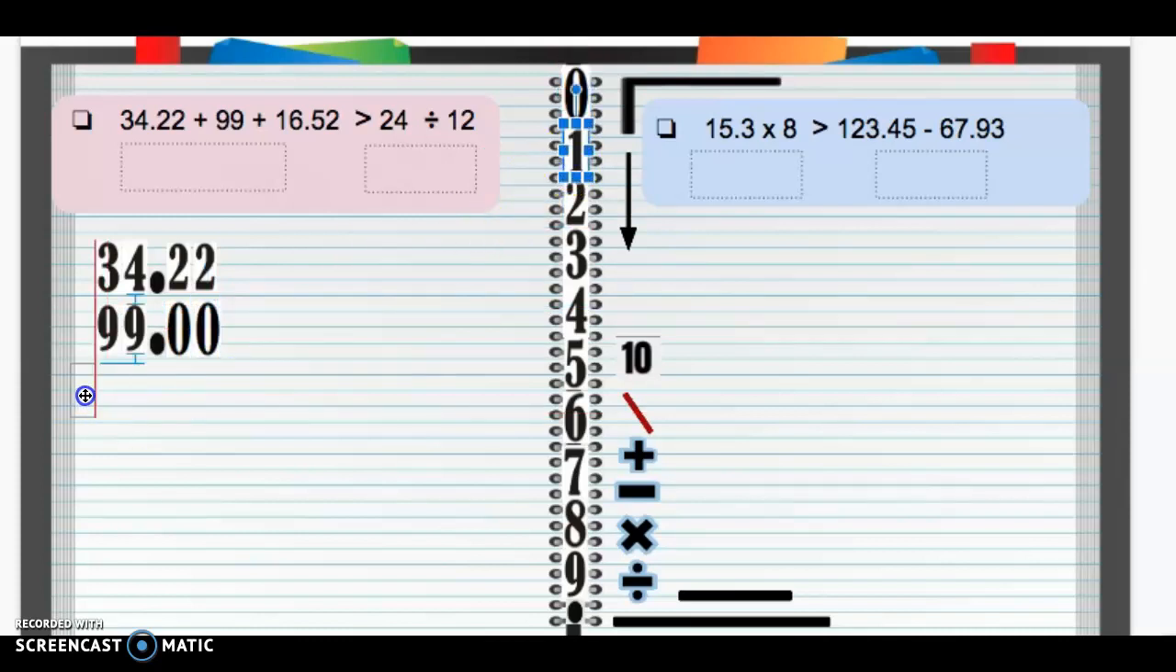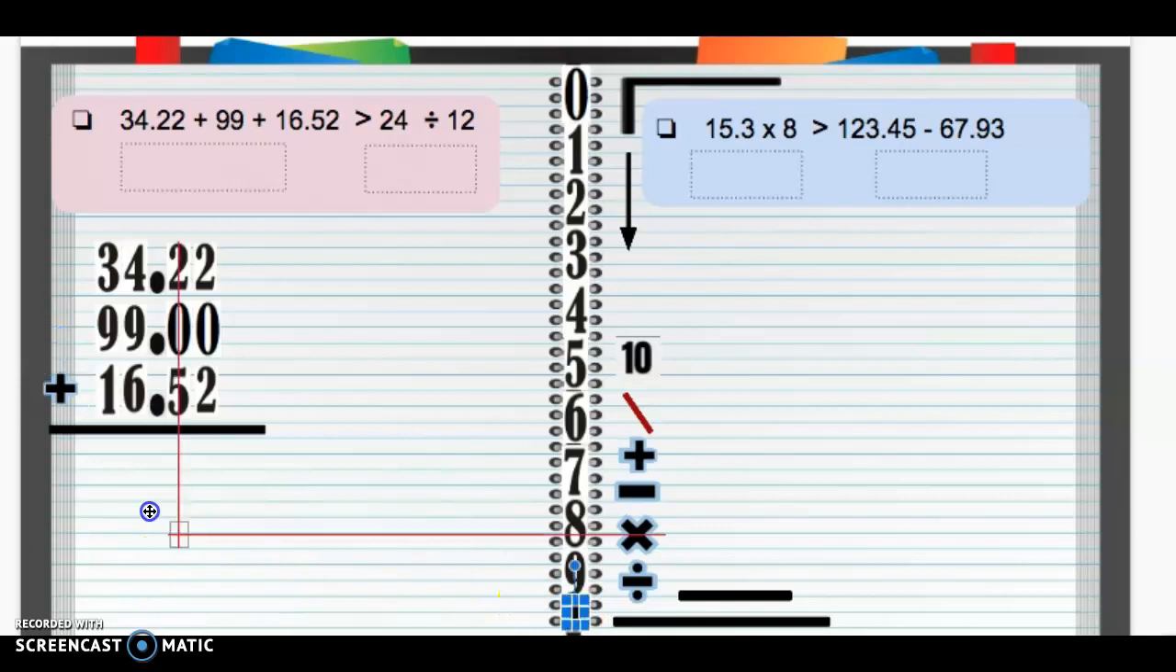Then you have 16. The 1 is in the tens, the 6 is in the ones column. Put your decimal point. Your 5 is in the tenths, and your 2 is in the hundredths. And then you begin to add it up. Before we start adding, drop your decimal down. Drop it like it's hot.